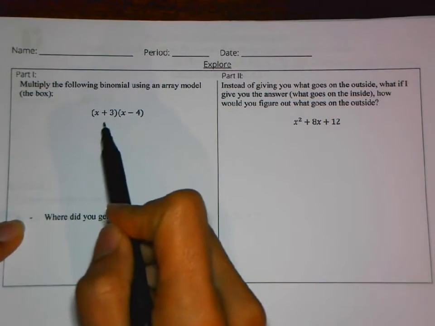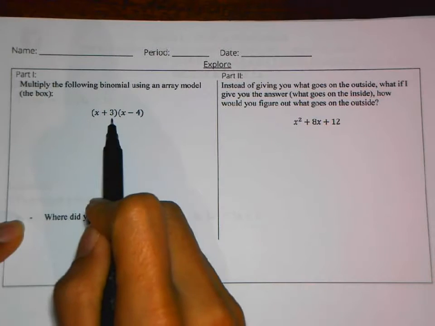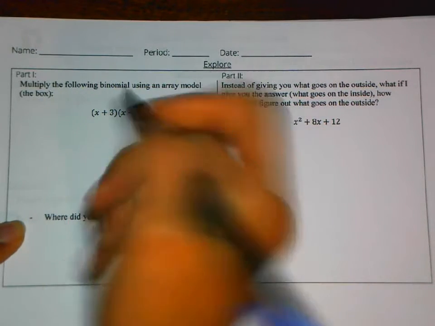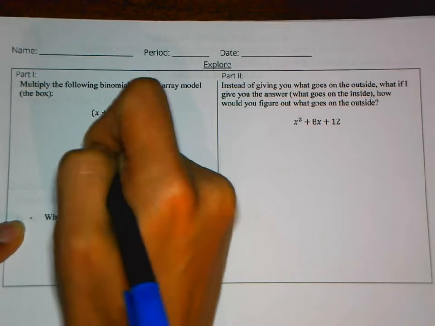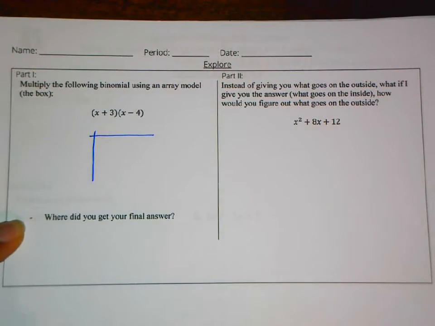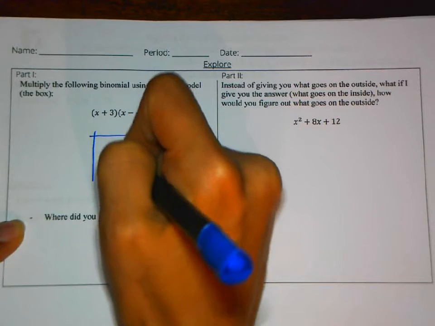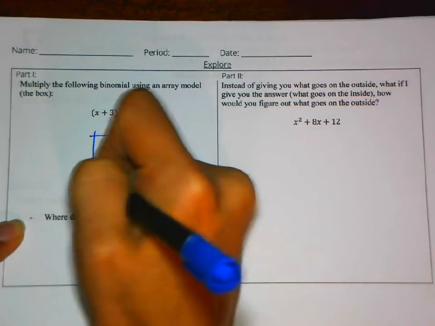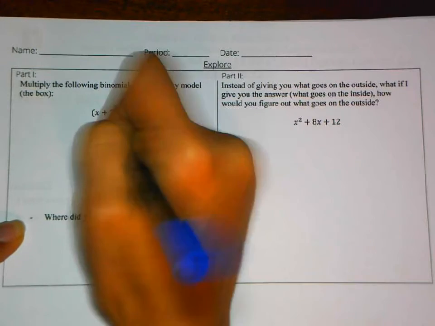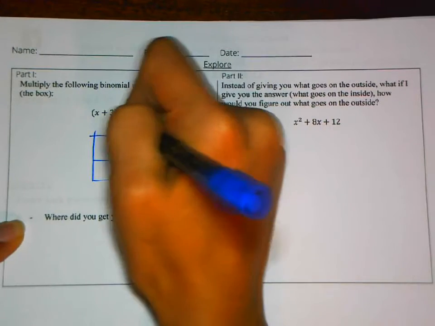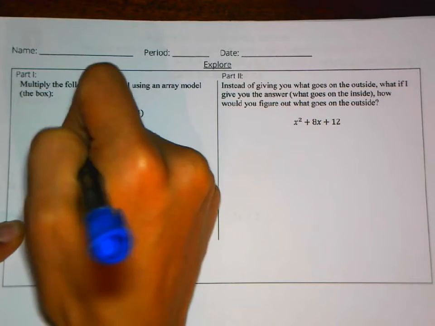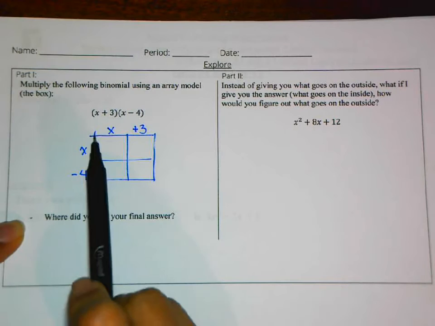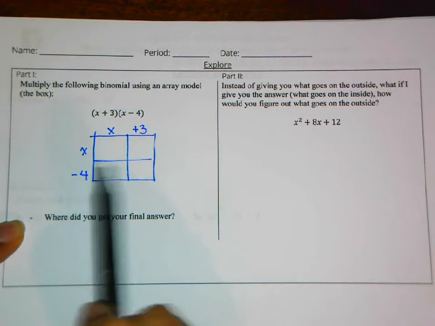For example, if you were to look at x plus 3 times x minus 4, this is like your length and your width. So what we do is we draw that box that represents your rectangle. And on the outside of that box, you're going to write my length and the width, which is x plus 3 and x minus 4. When you multiply, you go length times width, that will give you the area.